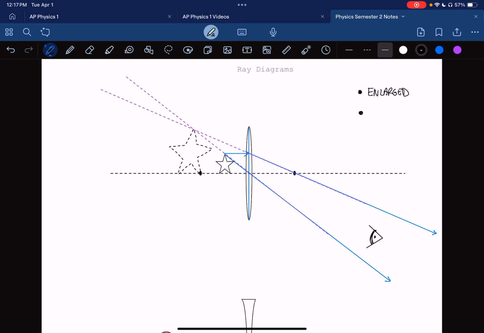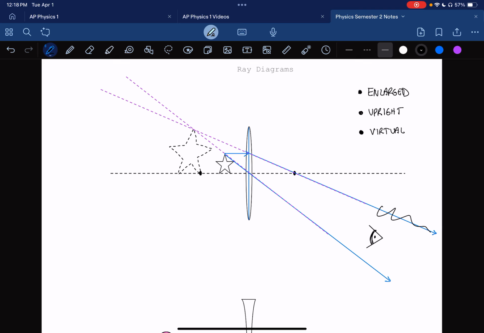First of all, it is upright. Notice that the bottom of it is on the optical axis, the top of it is above the optical axis. This is not inverted, and this is a virtual image. Virtual means that these are real. This right here is a real ray. The dotted part going back here, this is a virtual ray.